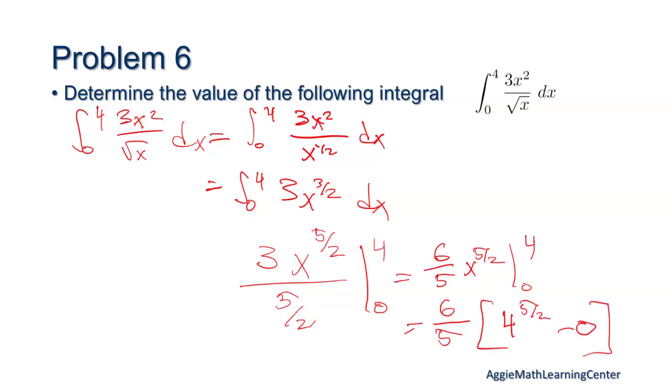We can factor out that 6 fifths from both terms and subtract them separately, or we could multiply the 6 fifths times 0. It doesn't matter. In this case, it especially doesn't matter because it's 0, but in general, if this wasn't 0, it still wouldn't matter. So 4 to the 5 halves is 2 to the 5th, which is 32. So we have 6 over 5 times 32. And I'm not going to go much farther than that. The answer is 192 over 5, which is what you would get if you multiplied 32 and 6 together. You get the 192.